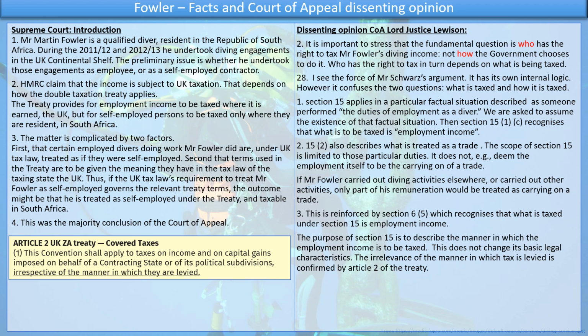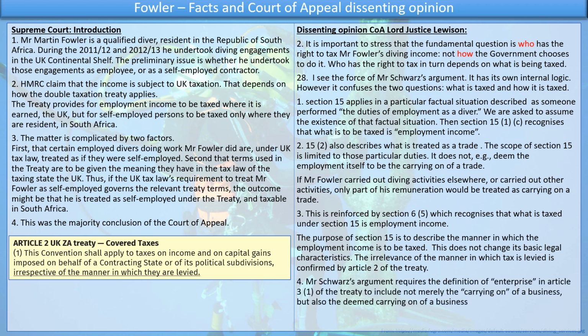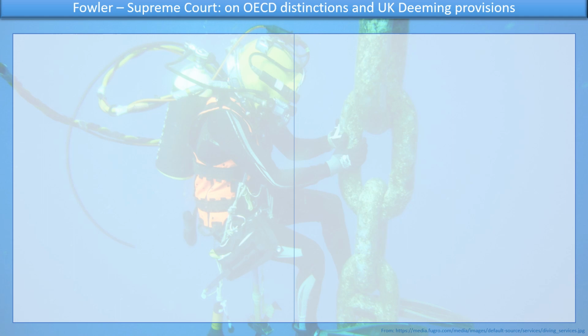The irrelevance of the manner in which the tax is levied is confirmed by Article 2 of the treaty. Mr. Schwartz's argument requires that the definition of enterprise in Article 3.1 of the treaty include not merely a carrying on of a business, because 3.1 talks about what an enterprise and a business is, but also that it is deemed to be carrying on a business, and that is not what Article 3.1 of the treaty says. So let's see what the Supreme Court says.